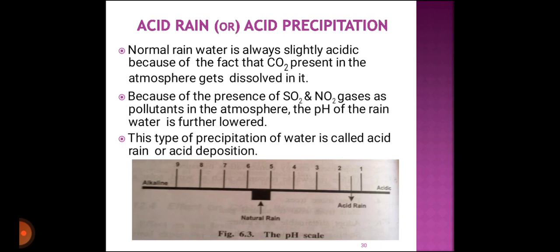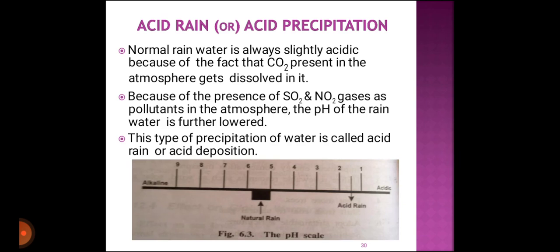pH means potential of hydrogen present in the water. The pH scale value is 1 to 14. So 7 is the neutral medium. Below 7 is the acidic medium. Above 7 is the basic medium. Suppose the pH level is 1, that is called highly acidic in nature.